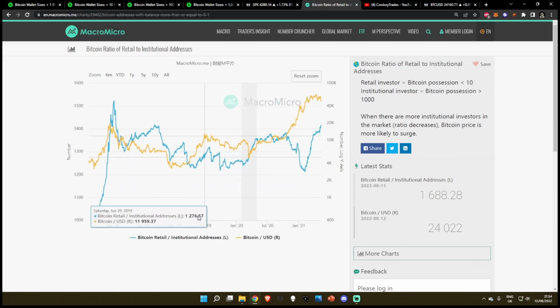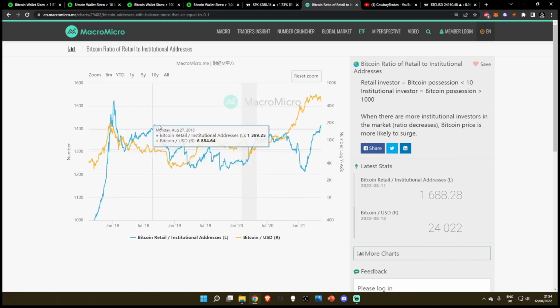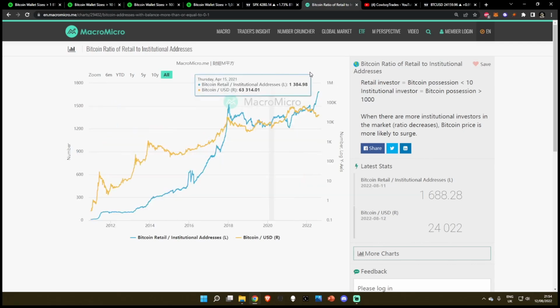And then since then, the 2018 bear market, you can see these more or less follow each other, but sometimes they have these divergences which are very, very strong.